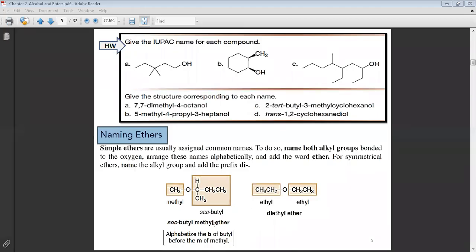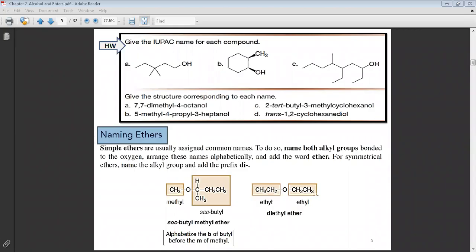Now, bonded to the oxygen atom, arrange the names alphabetically and add the word ether. Just name the alkyl groups and put ether. For this, look, we have this methyl and this secondary butyl. Secondary butyl methyl ether.